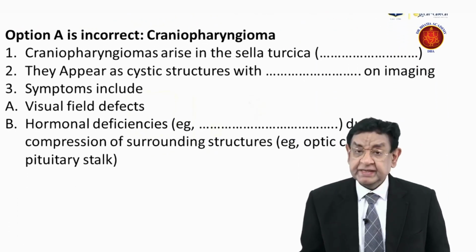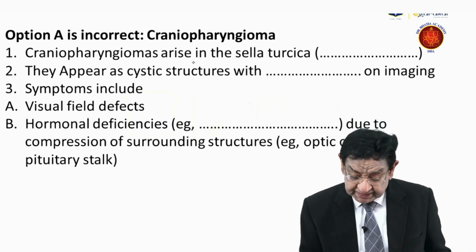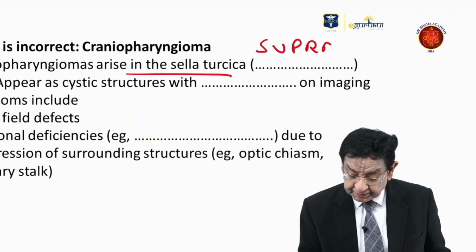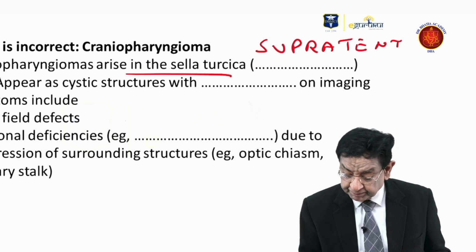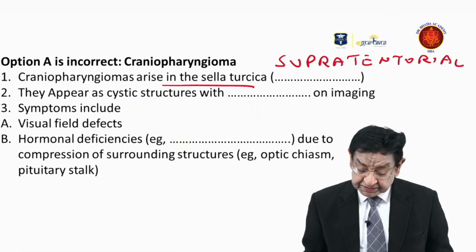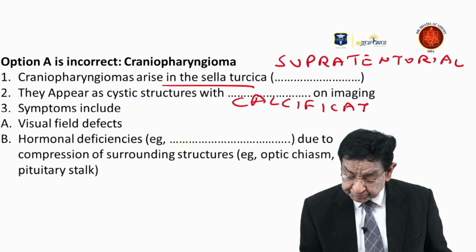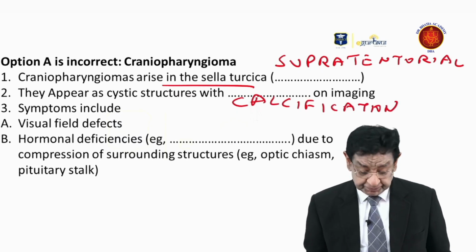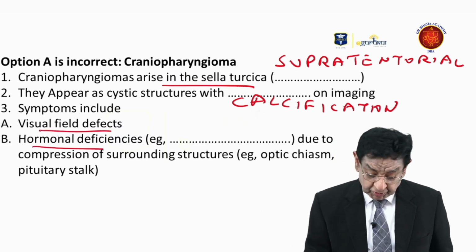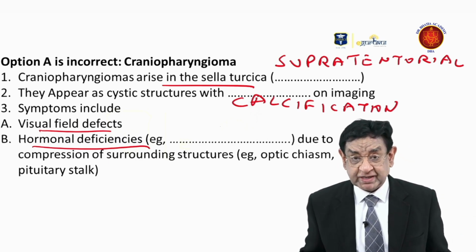Now, can we think about the other option, craniopharyngioma? It arises in the sella turcica and, as I told you, is a type of supratentorial tumor. It appears as a cystic structure with calcification on imaging. Symptoms include visual field defect and hormonal deficiencies. Well, now you can stop the video and write down the answer.